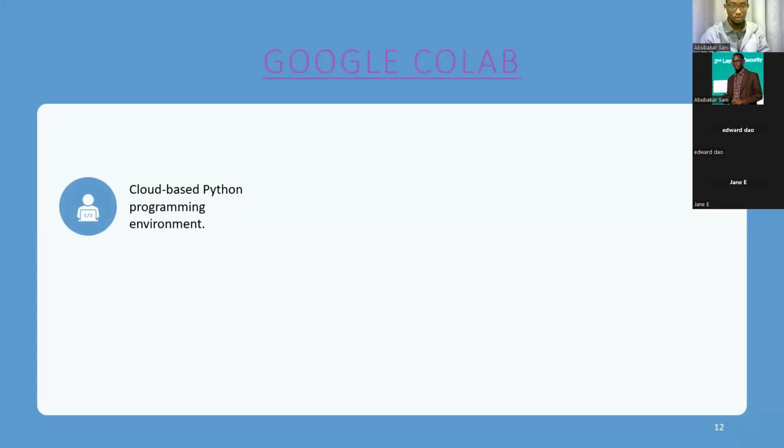Okay. Then what is Google Colab? All right. Of course, if you have a code, you have to have an environment where you can run this code. So that is where Google Colab comes into play.